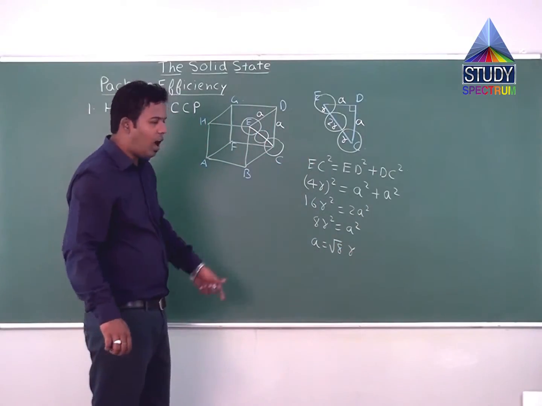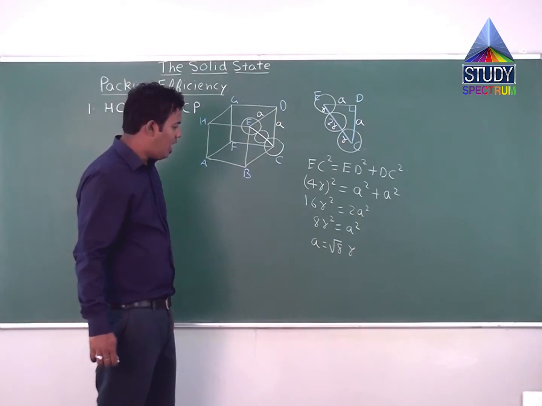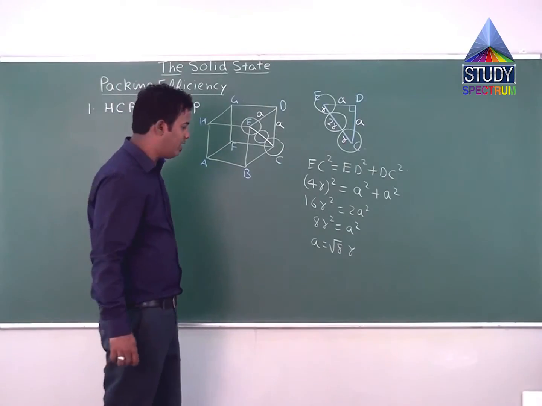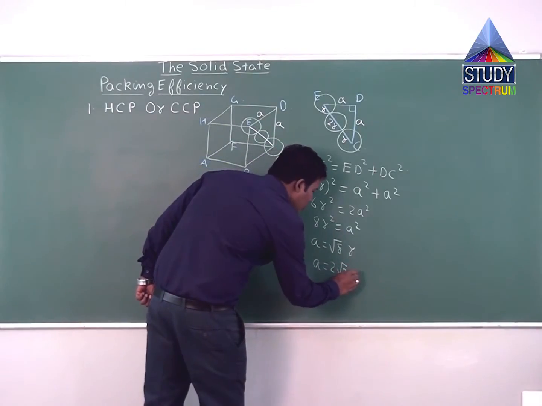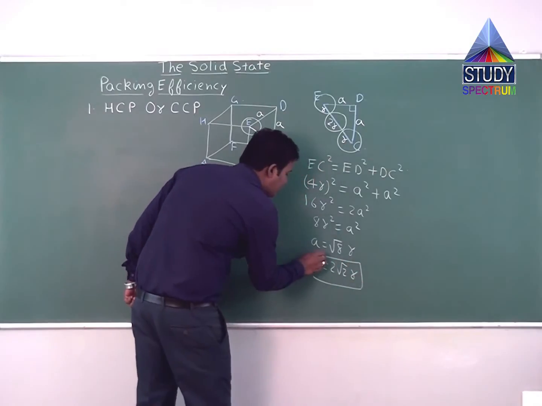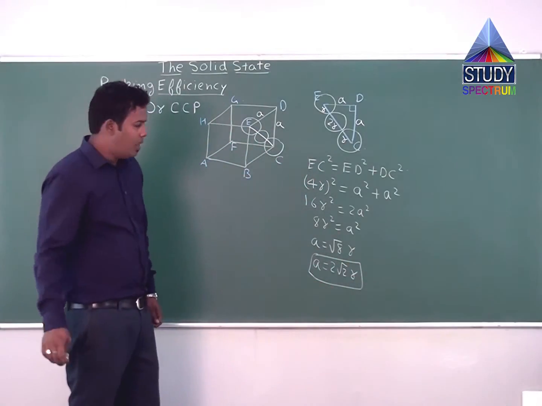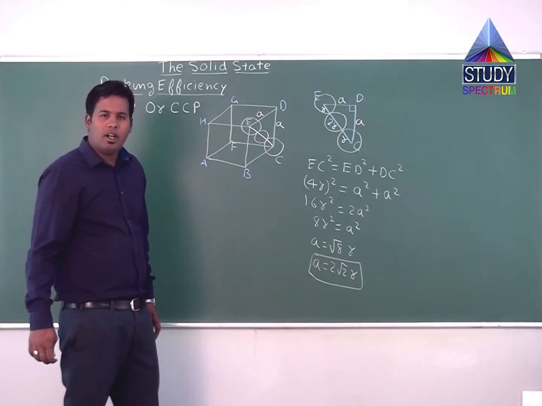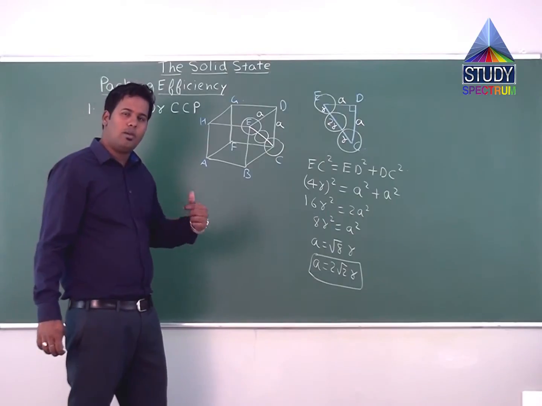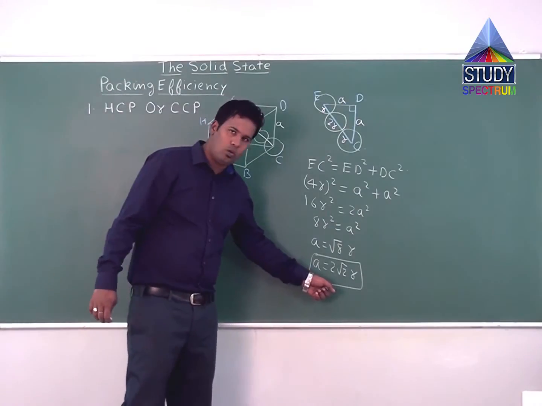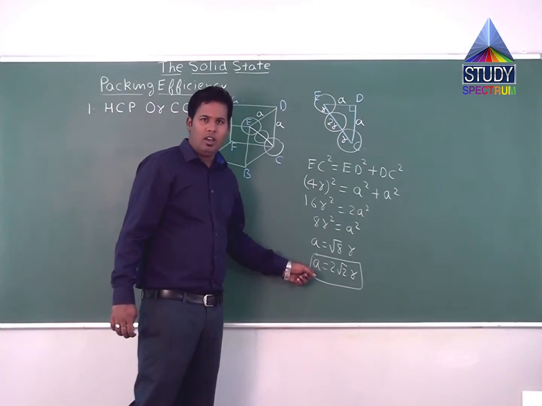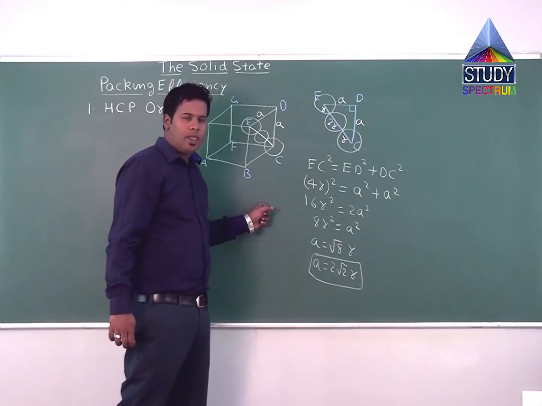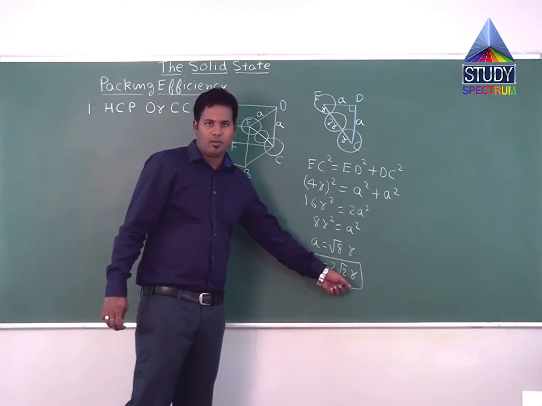I can bring out R outside this root because it is square, and 8 will be inside the root, it will become root 8. Or in other words, A is equal to 2 root 2 R. Why? Because root 8 is nothing but root of 2 square into 2, square of 2, that 2 comes out, so it becomes 2 root 2. So A is equal to 2 root 2 R. Okay. Now this is the relation between the edge length A of this cube of this unit cell and the radius of sphere, that is small r.